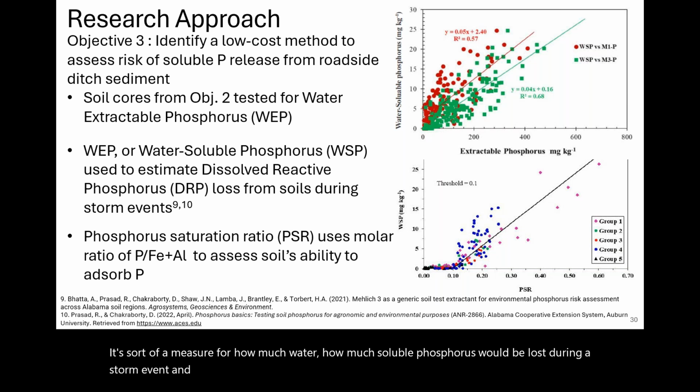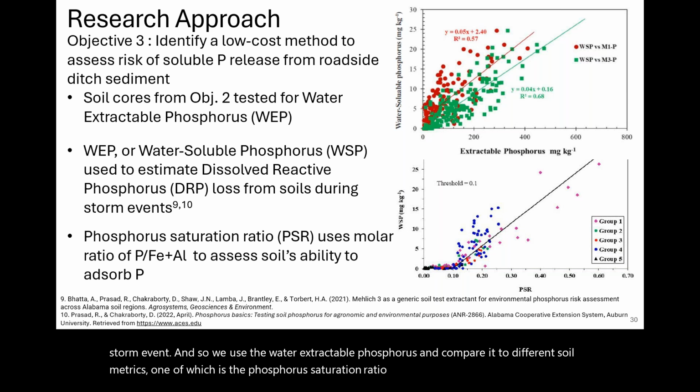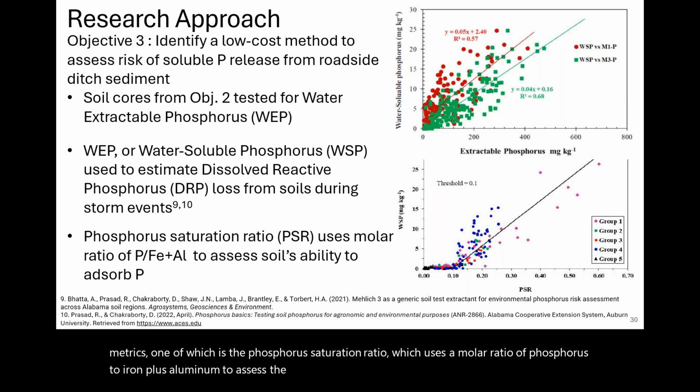We use the water extractable phosphorus and compare it to different soil metrics, one of which is the phosphorus saturation ratio, which uses a molar ratio of phosphorus to iron plus aluminum to assess a soil's ability to absorb P.